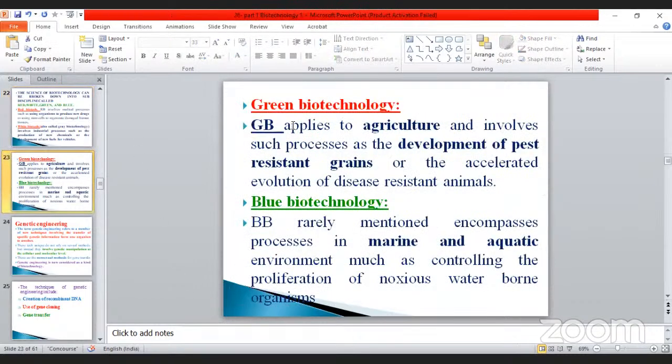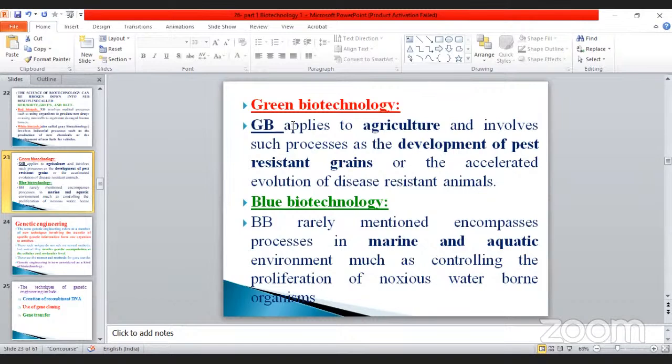Next one is called green biotechnology. What is meant by green? You already know a little: it is agriculture oriented. Green biotechnology applies to agriculture and involves processes such as the development of pest-resistant grains. Agriculture related products are genetically developed to be pest resistant. It is very, very important for commercial purposes.